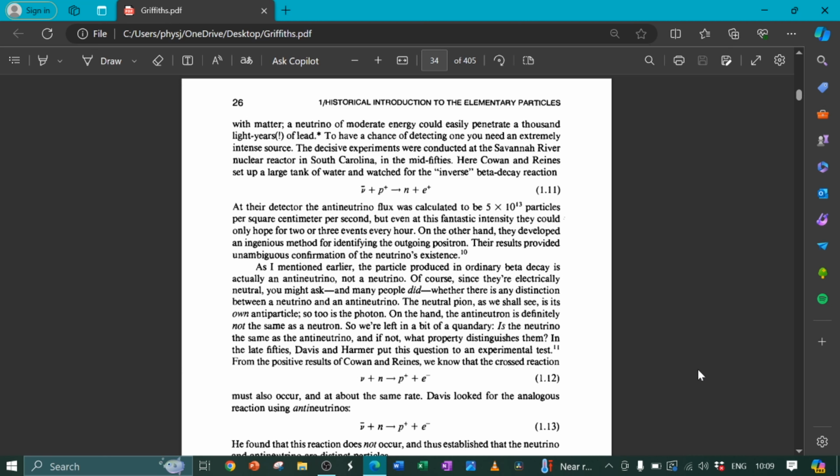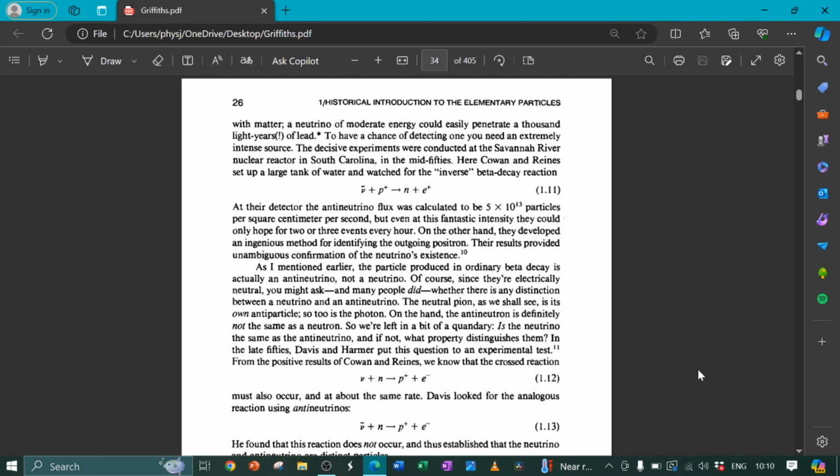The decisive experiments were conducted at the Savannah River Nuclear Reactor in South Carolina in the mid-50s. Here, Cohen and Reines set up a large tank of water and watched for the inverse beta decay reaction. Antineutrino plus proton goes to neutron plus positron.